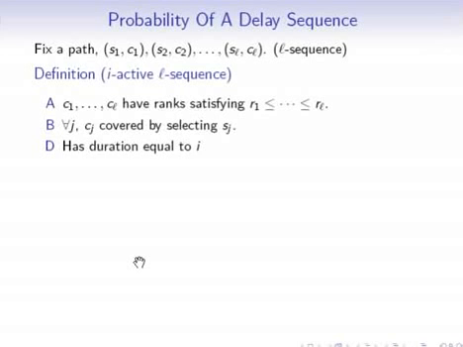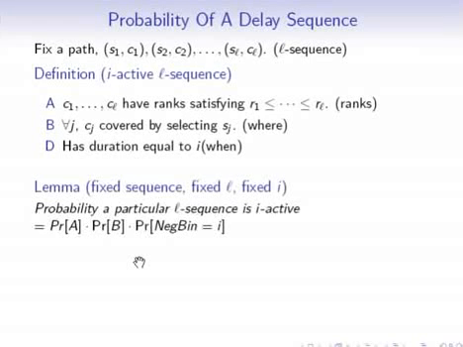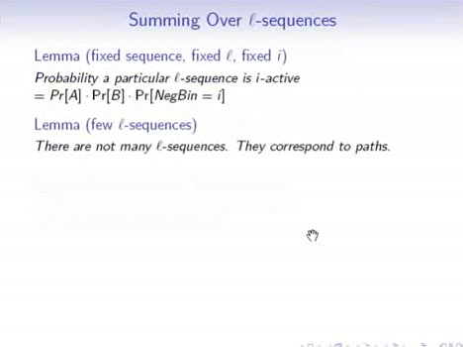Just to give you a loose intuition of this, the first event only depends on the ranks of the nodes in the graph. The second event only depends on where a selection happens. And the third event only has to do with when a particular selection happens. So the probability that a particular L sequence is I-active is the product of these three probabilities. And what we have to show is that no omega t of n active sequence exists.